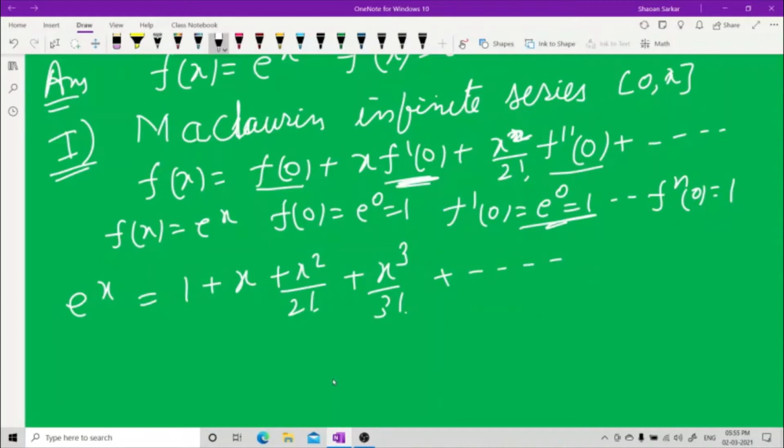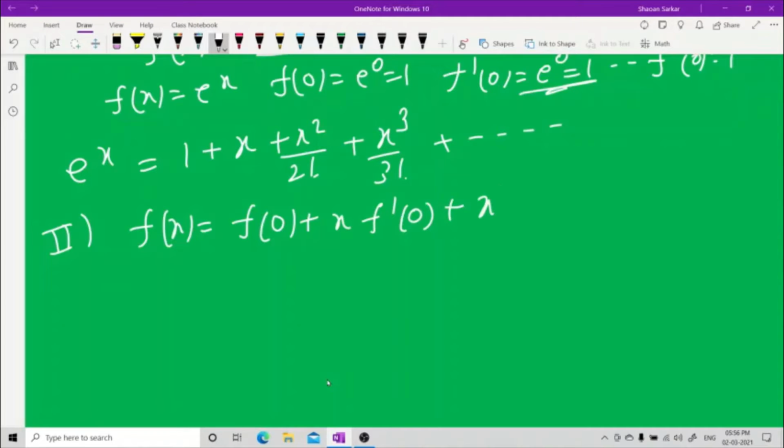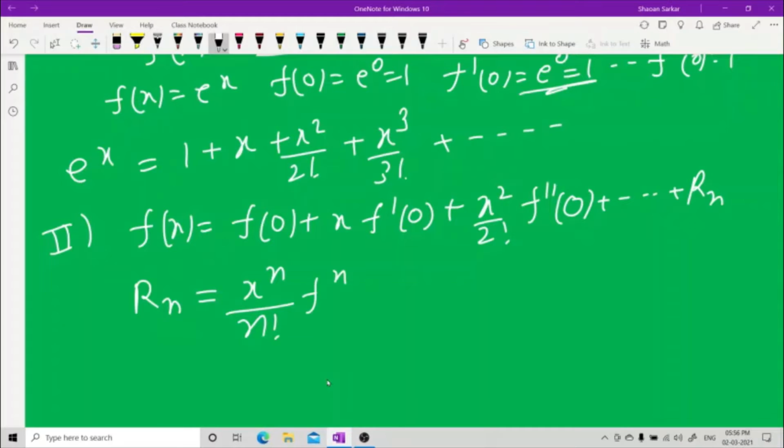This is one approach. The other approach is you go by the definition itself. That is, you write f(x) is equal to f(0) plus x f dash 0 plus x square by 2 factorial f double dash 0 and so forth till R_n, where R_n is the Lagrange form of remainder, where R_n is x to the power of n by n factorial f^n(theta x). Now you consider this thing from here.